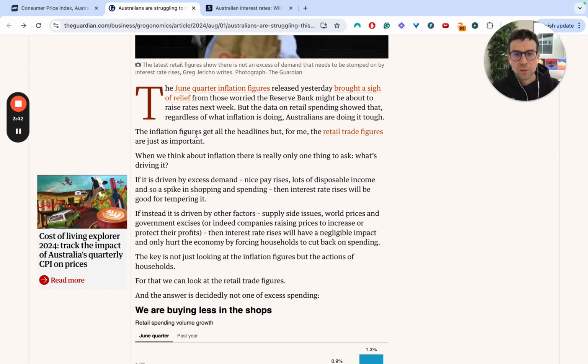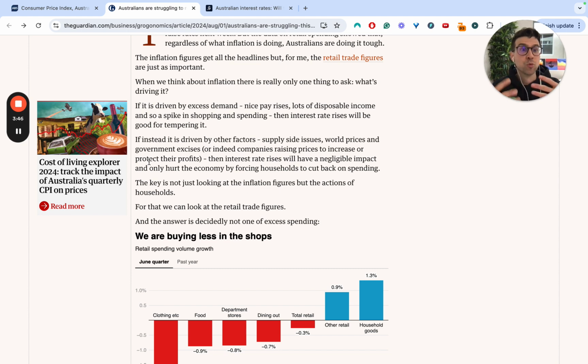And one of the best things that you can look at here is the retail trade figures. That's basically how much we're spending. If we're spending lots and more than we have in the past, that shows excess demand is driving inflation and further cash rate increases are warranted because we still have not yet captured that excess demand.